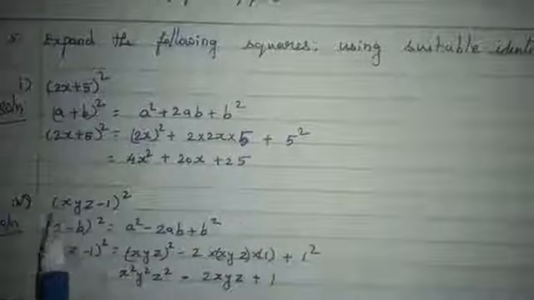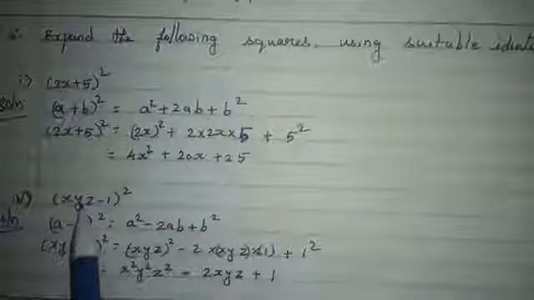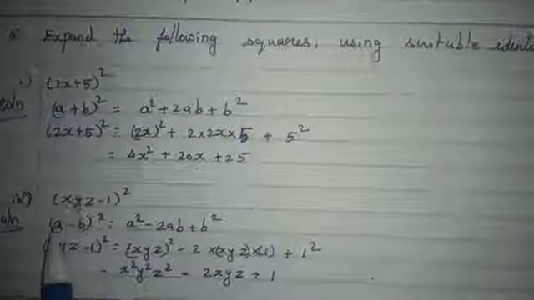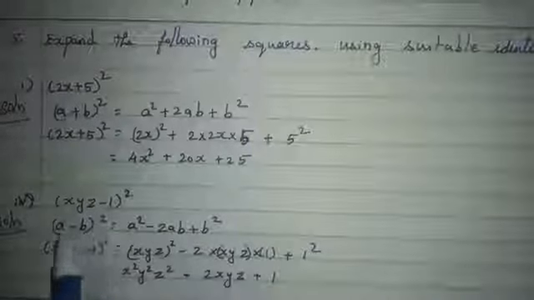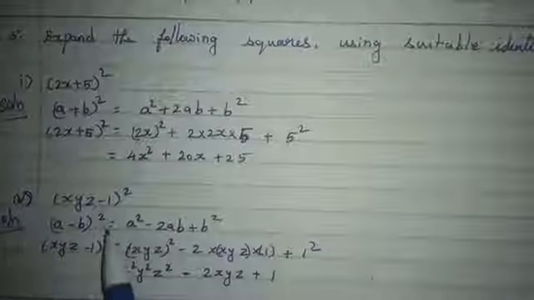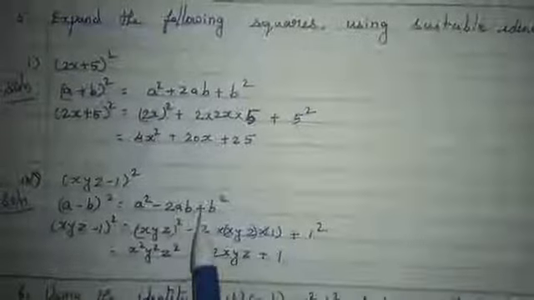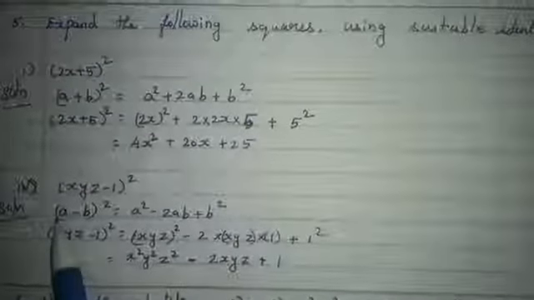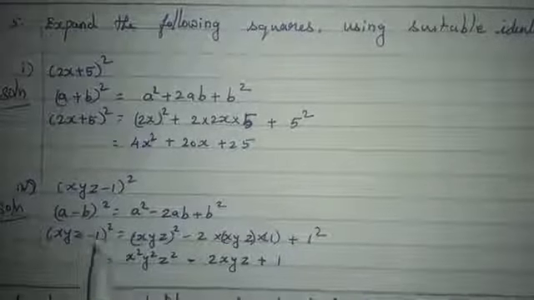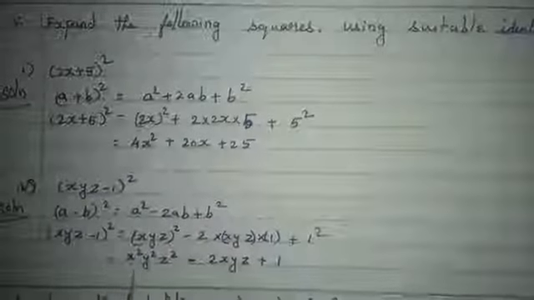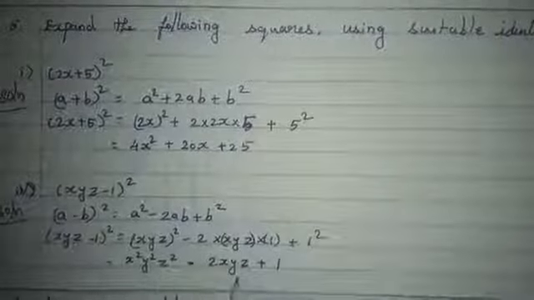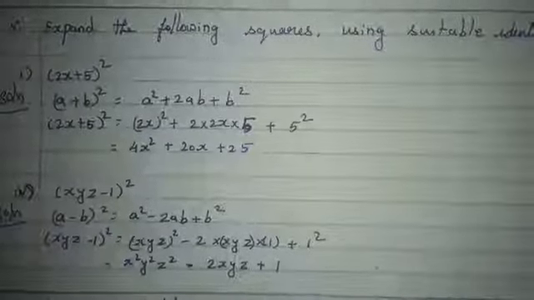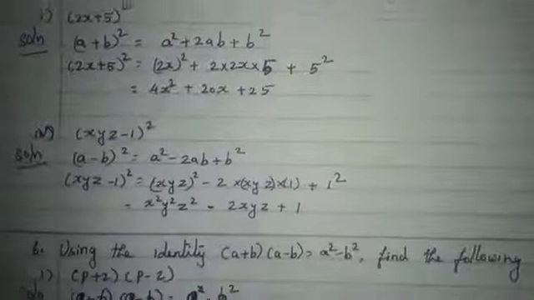Let's see one more sum in this problem. (xyz − 1)². It is in the form of (a − b)². The identity for (a − b)² is a² − 2ab + b². Substituting a equal to xyz and b equal to 1, we get the answer as x²y²z² − 2xyz + 1. Let's see one more sum from this exercise.